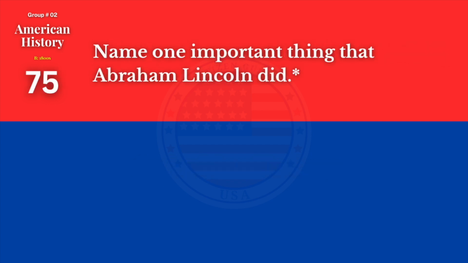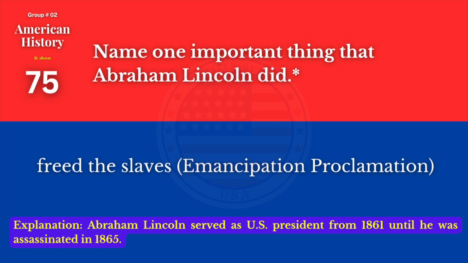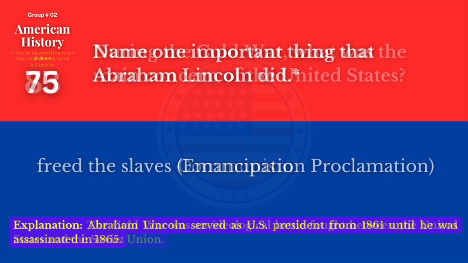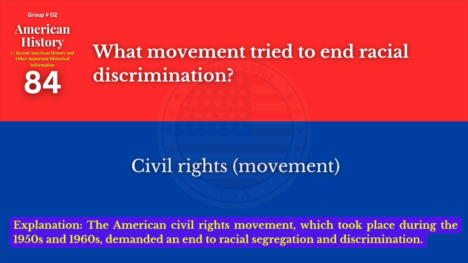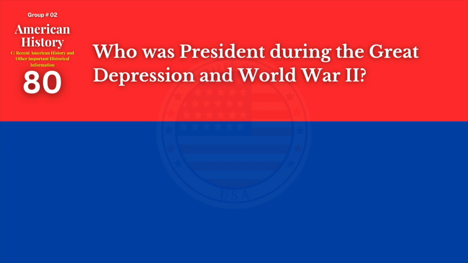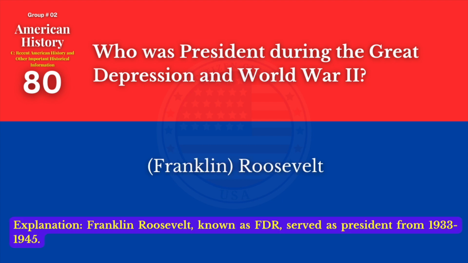Name one important thing that Abraham Lincoln did. Freed the slaves, Emancipation Proclamation. What movement tried to end racial discrimination? Civil Rights Movement. Who was president during the Great Depression and World War II? Franklin Roosevelt.